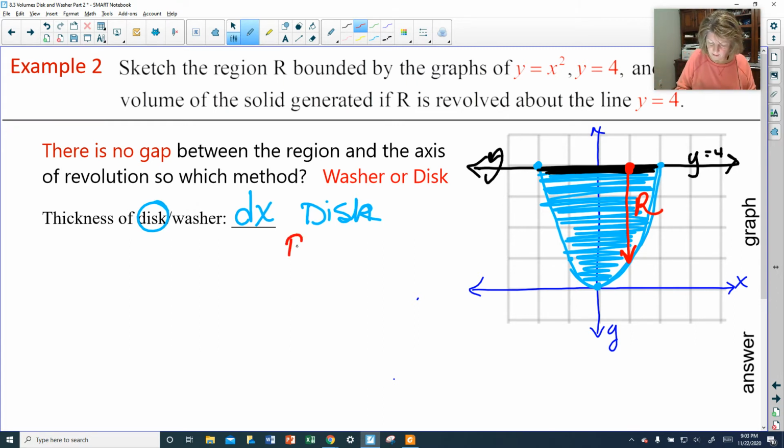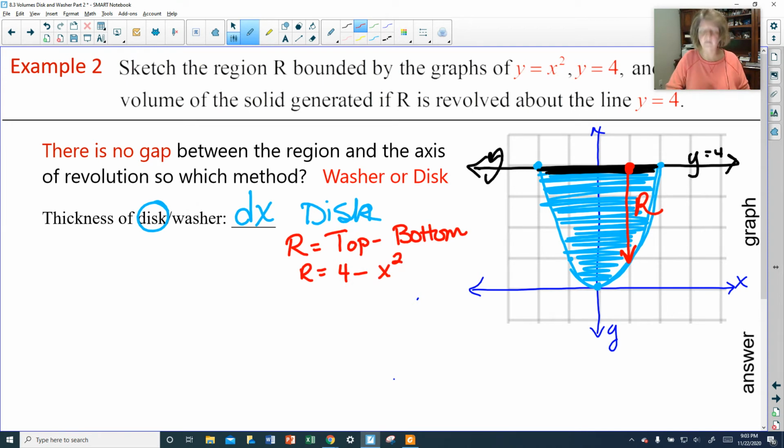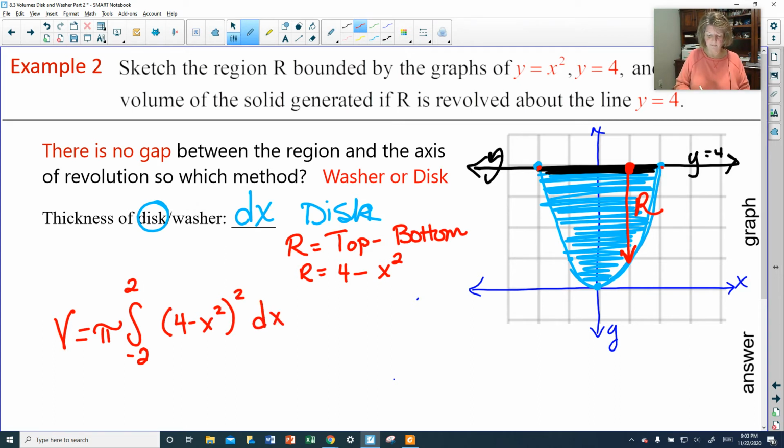Okay, so big R in this case is going to be top minus bottom again. That's how I can find the length of my R. And that means big R is 4 take away, just a nice little x squared function. And that leads us into volume equals pi integral. We know that this is going to be -2 to +2 x values, again, of big R squared. So 4 minus x squared quantity squared dx.